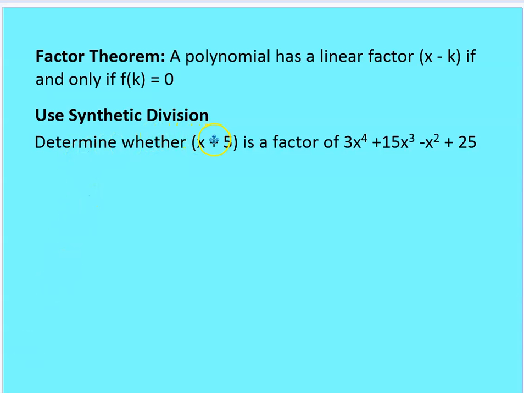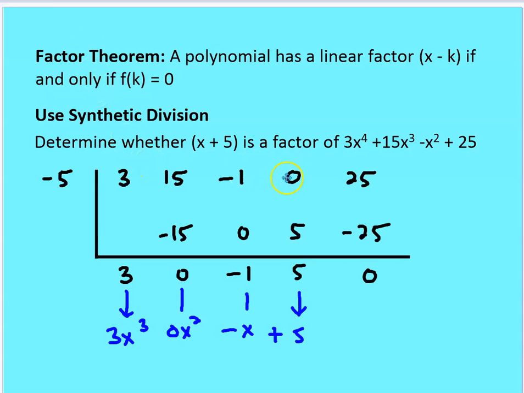Okay, so I've got x plus 5. So my synthetic division factor is going to be minus 5, the value of x that makes this binomial equal to 0. And I'm going to set up my system, making sure to leave that placeholder for 0. So I have 3, 15, negative 1, 0, and 25.